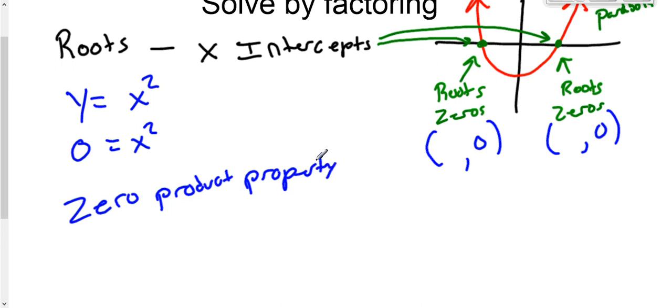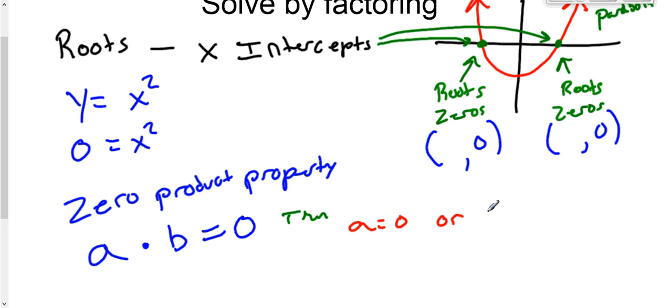The zero product property says that if I have some number a, times some number b, and the result is 0, then a is 0 or b is 0. They both could be, but one of them has to be. In order for this to work, one of these numbers has to be 0. It helps us out a lot when we solve by factoring.